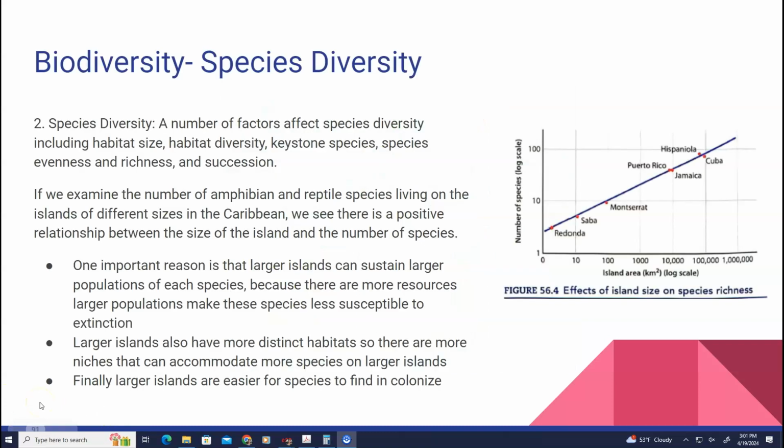We also have species diversity within biodiversity, which is how many different types of species are in a particular area. A number of factors can affect this, including habitat size, the diversity of the habitats available, any keystone species that exist, species evenness and richness, and then succession.